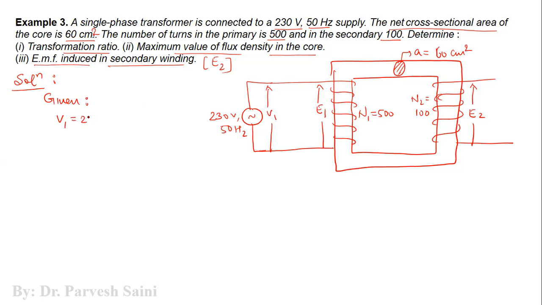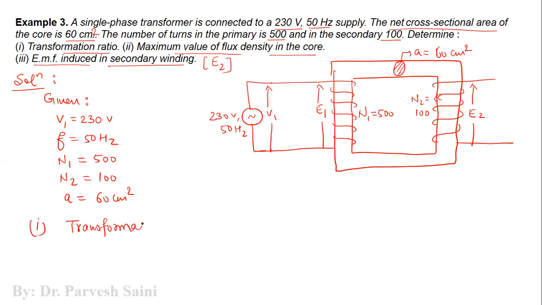So the given parameters are V1, which is 230 volt, frequency is given, which is 50 hertz. Then number of turns of the primary is 500, number of turns at secondary 100, area of cross section is 60 centimeters square, and all this is given to us. Now the first part is we need to calculate the transformation ratio K, right?